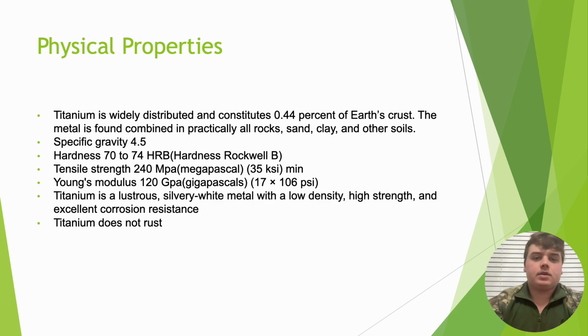The physical properties of titanium. Titanium is widely distributed and constitutes 0.44% of Earth's crust. The metal is found combined in practically all rocks, sand, clay, and other soils. The specific gravity of titanium is 4.5. Hardness of titanium is 70 to 74 Rockwell B. The tensile strength of titanium is 240 megapascals. Young's modulus of titanium is 120 gigapascals.